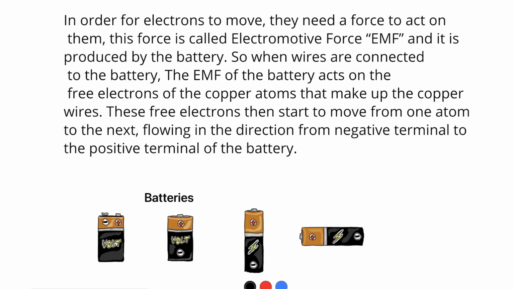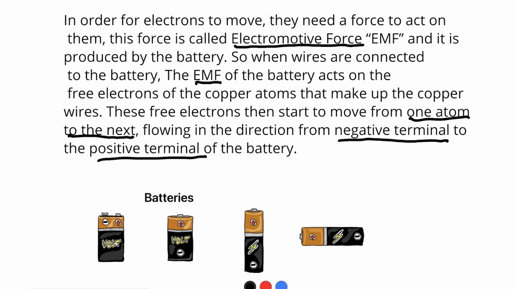In order for electrons to move, they need a force to act on them. This force is called the electromotive force, or EMF in short. It is produced by the battery. So when wires are connected to the battery, the EMF of the battery acts on free electrons of the copper atoms that make up the copper wire. These free electrons then start to move from one atom to the next, flowing in the direction from negative terminal to the positive terminal of the battery.